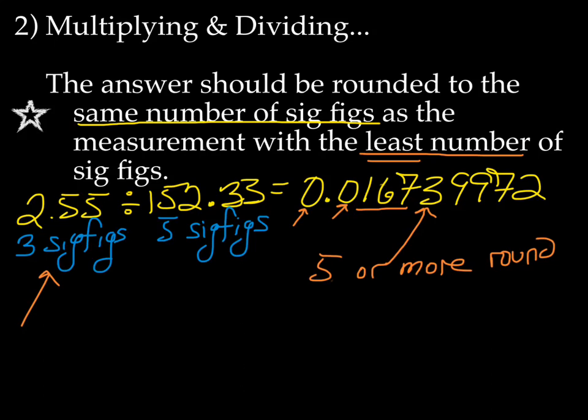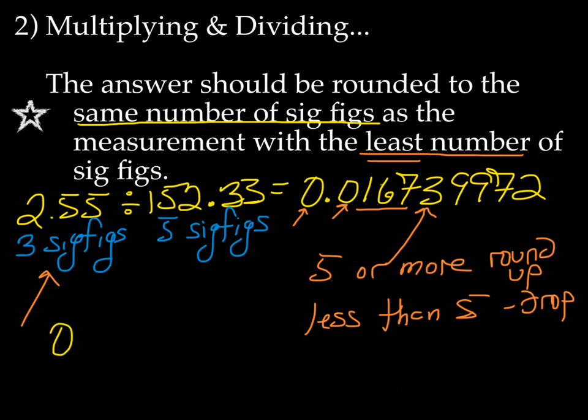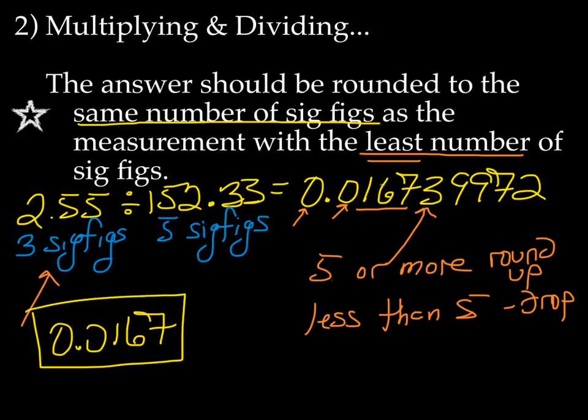Round up. If the number you're going to drop is less than 5, what do we do? Drop. Okay. In this case, we're looking at a 3. The 3 is less than 5, so our final answer in appropriate significant figures would be 0.0167. Okay, so we have 3 sig figs, plus those zeros at the beginning, which are not sig figs, they're placeholders.